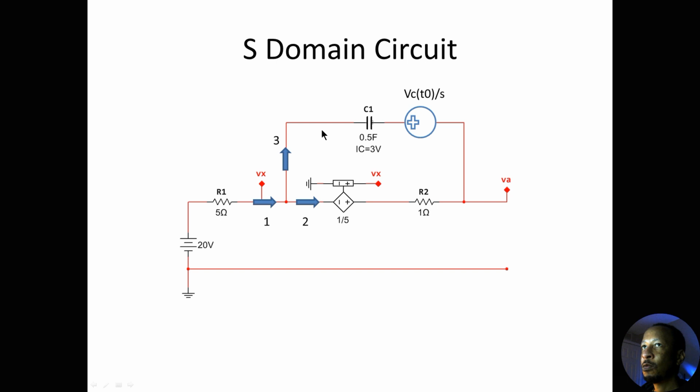So the S domain circuit is going to look like this. The only difference here is that I put in Vc of t sub 0 divided by S here. The orientation is according to where the positive voltage is. If the voltage is more positive at this node than at that node, then you orient your Vc of t sub 0 divided by S in this way, with the positive node going in that direction. Okay, so that's how you set that up.